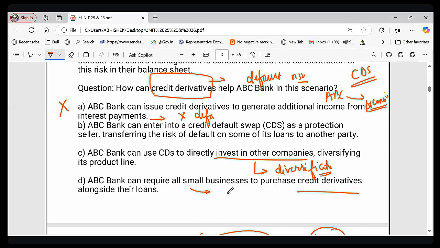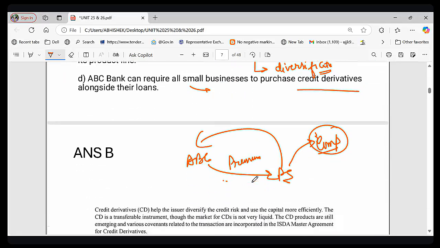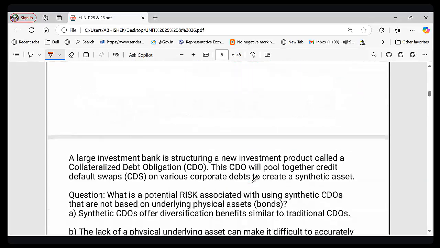So by using CDS, credit default swap, the bank can offload some of its loan risk to another institution, making its portfolio safer. I hope all of you have answered B correctly. Very good. Let us see the next question, question number 4.